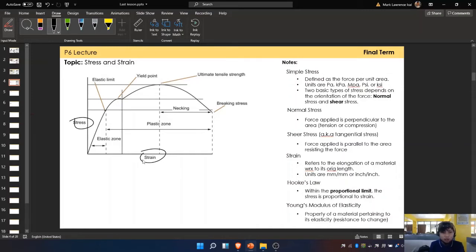Strain, on the other hand, can also be calculated. Since madali lang naman no? Change in L over original L. Okay? So, ganito yun. So, parang ballpen. Hirap talaga. So, may material kasi na linear, ibig sabihin, kaya niya pa rin, parang ballpen talaga eh.